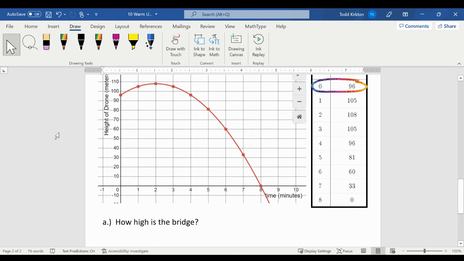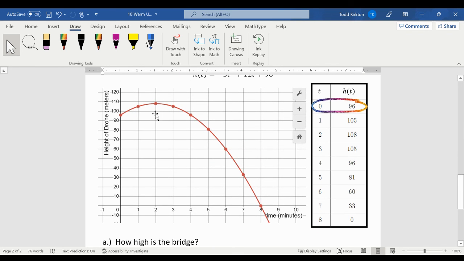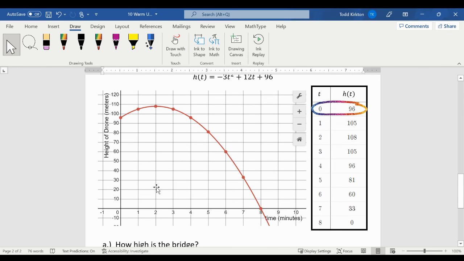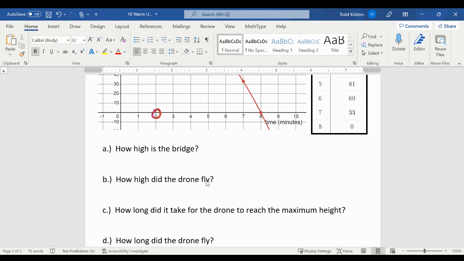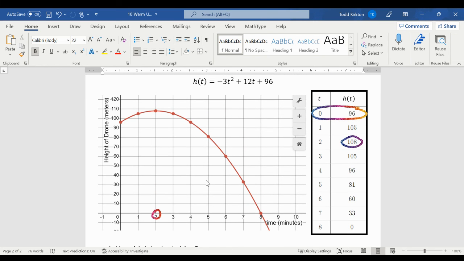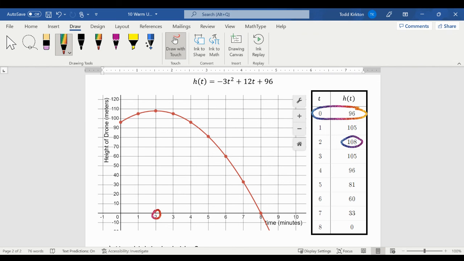It says, how high did the drone fly? Well, you can see that's at the vertex, and the vertex happens when the t value is 2. So the height there is 108. How long did it take for it to reach the maximum height? So the vertex, again, when you know the point where the vertex is, that tells you two answers. One of them is time, and one of them is height. So you just have to read. So in this case, they're asking for time. So time would be 2 seconds.